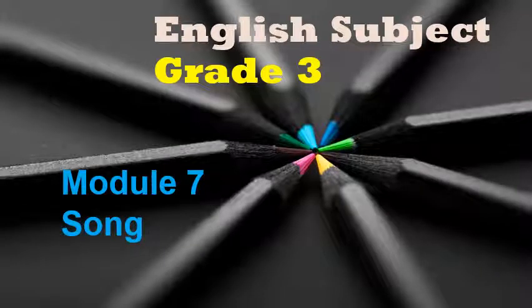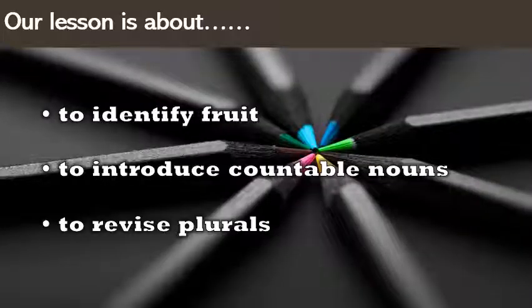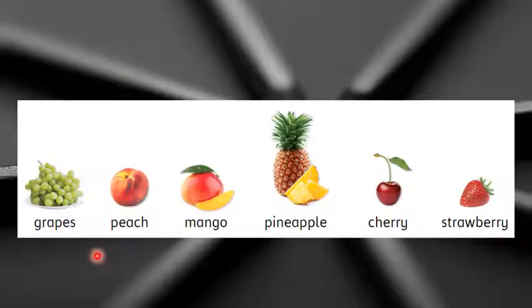Our lesson today is from module 7 entitled as Song. The target of the lesson is to identify fruits and to introduce countable nouns, also to revise plural nouns. And as usual, let's introduce ourselves to the new words, and as you can see, they are fruit, all about fruit.